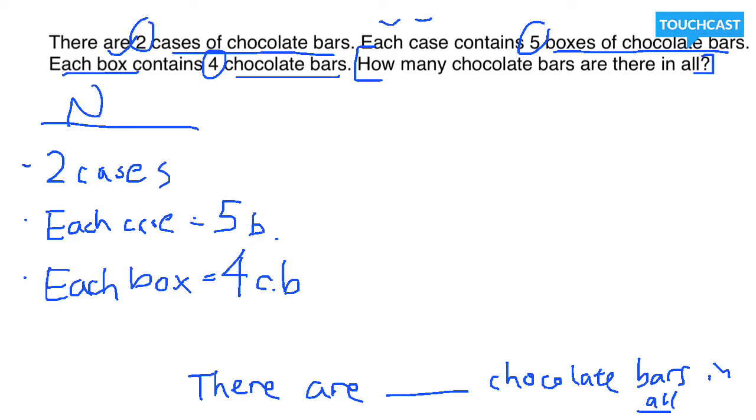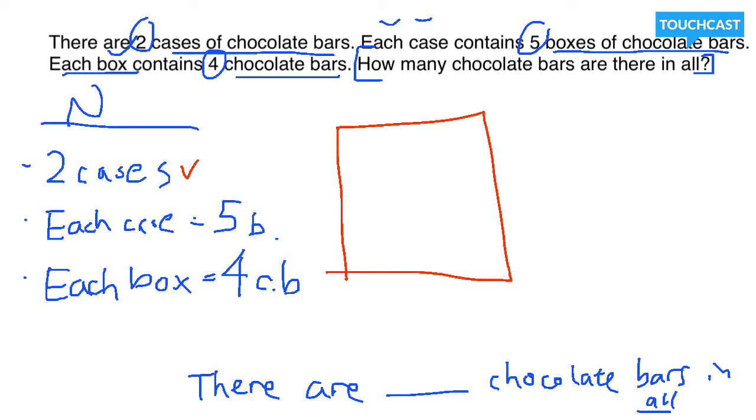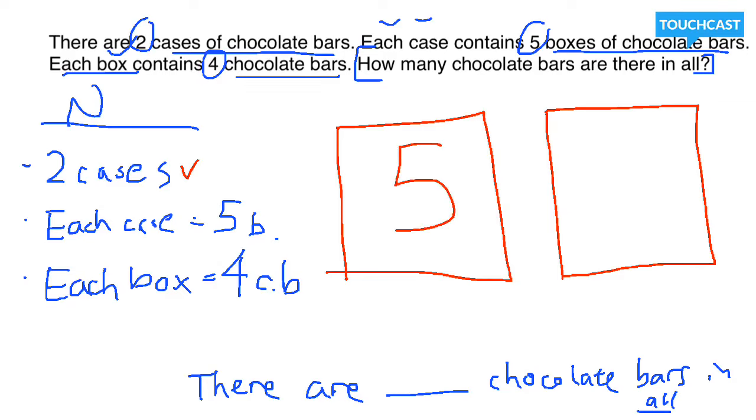This one's a little tricky. When in doubt, draw it out. Good luck. Alright guys, let's go ahead and draw it out. So I have 2 cases. I'm going to draw 2 big cases. And then I notice that each case has 5 boxes. And I'm not going to be done yet, so I'm not just going to write the number 5. I am going to draw 5 in each.